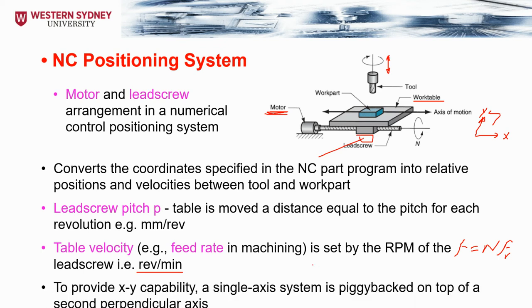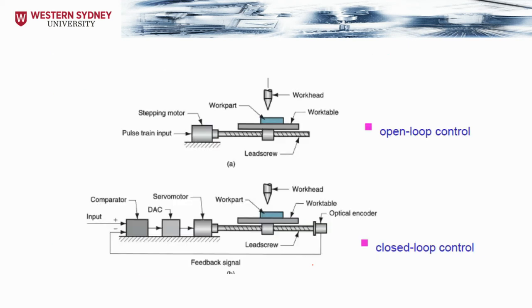Then to provide the XY capability for the numerical control positioning system, a single axis system is piggybacked on top of a second perpendicular axis. The control system can be classified as an open loop control system or a closed loop control system. You can see that the main difference between both is the feedback. If we don't have feedback, it's an open loop. If we have feedback, it's a closed loop.